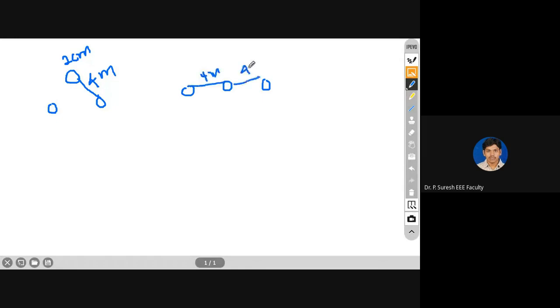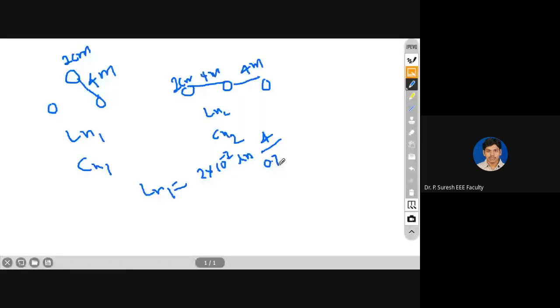Let's take the inductance of this arrangement as Ln1, capacitance Cn1. This is Ln2 and Cn2. What is the relation between them? How to calculate this? Can you tell me what is the Ln1 formula? Ln1 formula is 2 into 10 power minus 7 ln D. What is the D value here? 4. What is the value? 0.7788 R. Is it okay?